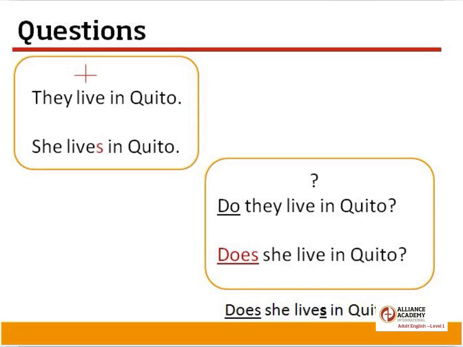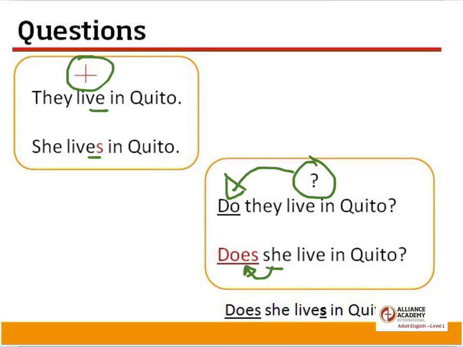Okay, I do have a positive sentence here again for reference. Okay, she lives in Quito. They live in Quito, that is positive. But let's look at how to form a question in the present tense. Well, to make a question, we simply move this auxiliary verb to the very front of the sentence. It will become, do they live in Quito? Or, because this is third person, does she live in Quito?